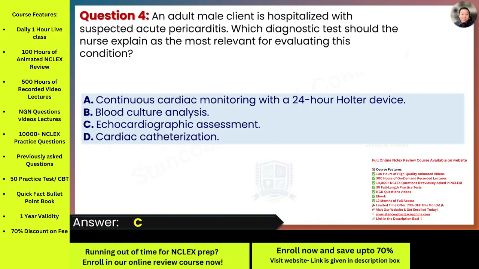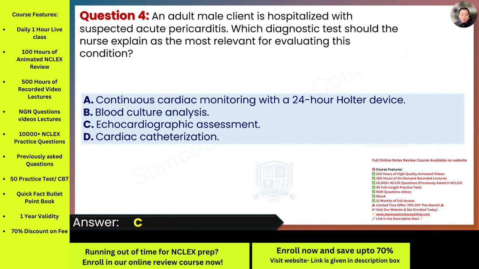And why is that? Well, when a patient comes in with suspected acute pericarditis, choosing the correct diagnostic test is critical. The main concern with pericarditis is whether pericardial effusion is present. If too much fluid builds up around the heart, it can lead to cardiac tamponade, which is a life-threatening emergency. And so the best test should be one that directly visualizes the pericardium and detects fluid accumulation or inflammation.